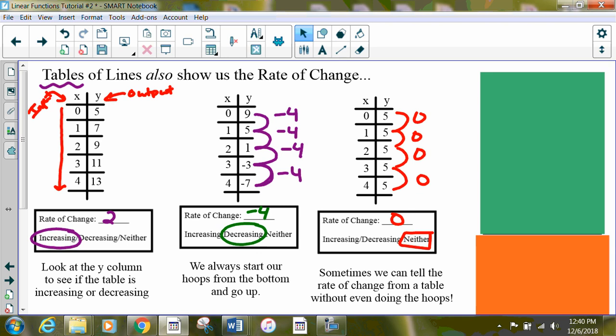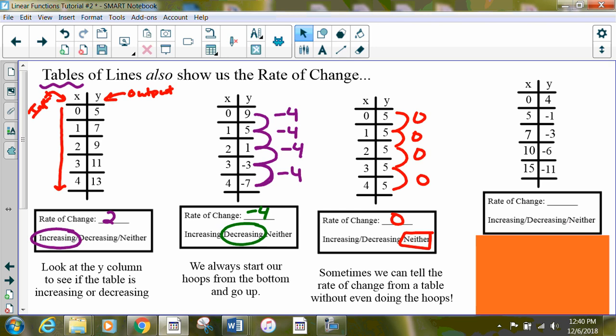Sometimes we can tell the rate of change from a table without even doing the hoops, and you are welcome to do that anytime. The hoops is just like a backup method to use if you can't tell just by looking. All right, now, oh no, I told you down the road, and here we are down the road already. The X column isn't boring anymore. Can you see that the input, it's not going up by ones? It's going 0, then 5, then 7, then 10, then 15.